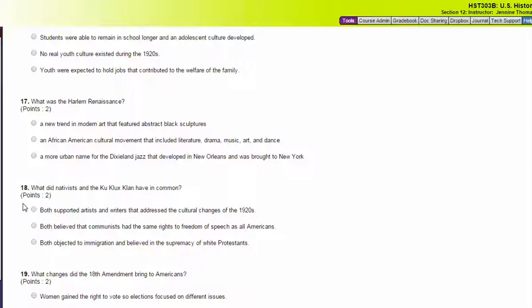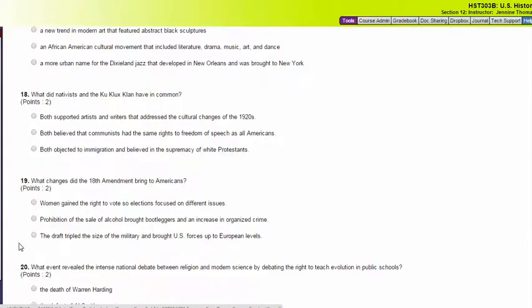Number 18. What did Nativists and the Ku Klux Klan have in common? Both suspected artists and writers. Both supported artists and writers that addressed the cultural changes of the 1920s. Both believed that communists had the same rights to freedom of speech as all Americans, or both objected to immigration and believed in the supremacy of white Protestants.